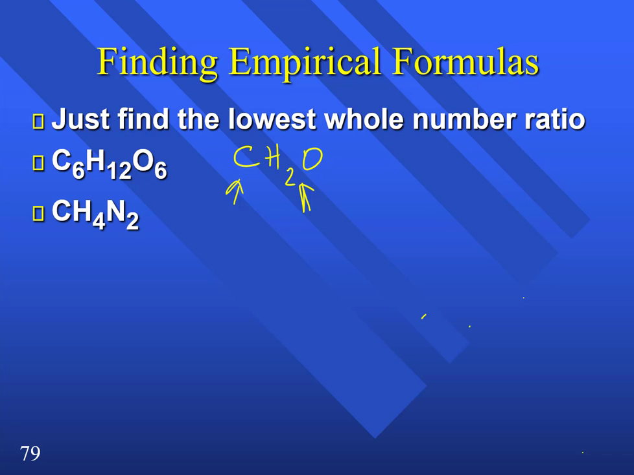Okay, so lots of things can have the same empirical formula. Hey, what is the empirical formula for CH4N2? Yeah, I say, well, I can divide these 2 by 2, but I can't divide the C. Unless I can divide all 3 of them, this is the lowest ratio. It's got to be the same number all the way through.